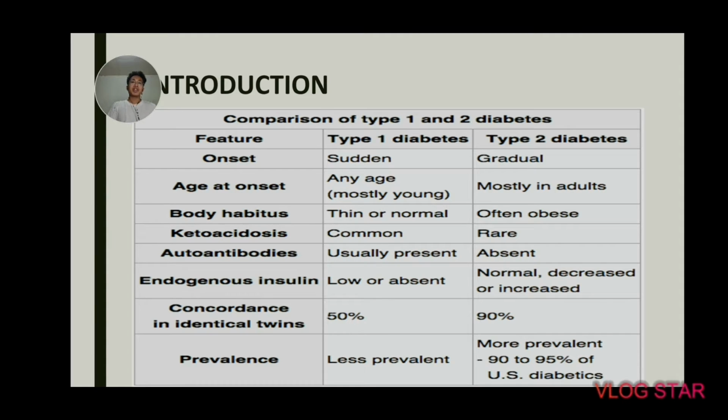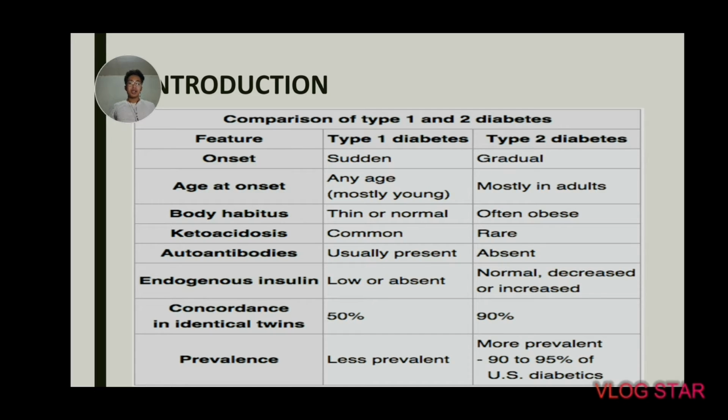So this is a comparison of type 1 and type 2 diabetes. For type 1, the onset is usually sudden, while in type 2 it is gradual. The age of onset for type 1 is any age, but more commonly in young children or young adults, and type 2 diabetes mostly occurs in adults, later in life. The body habitus, or body shape, for type 1 diabetes is usually thin or normal, while for type 2 they are often obese. Ketoacidosis is usually common in type 1 diabetes, while for type 2 it is rare.